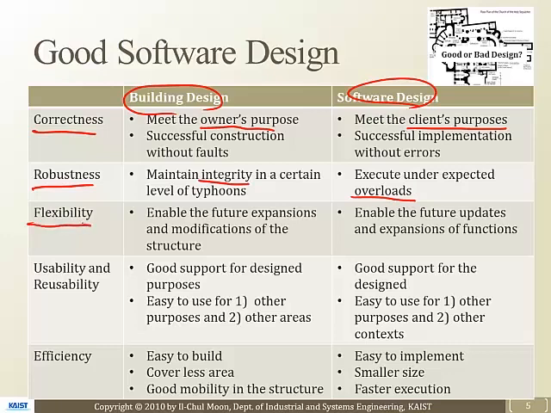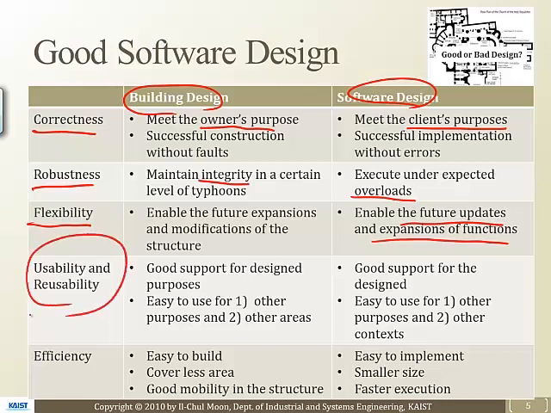And the flexibility. We want to make our buildings more flexible, right? If we want to change the building's usage purpose, and the layout is flexible, then we can change the purpose of the building quite easily. That's very good. In that case, for software design, for future updates and expansions of the functions, we need to design it well, right? And usability and reusability.